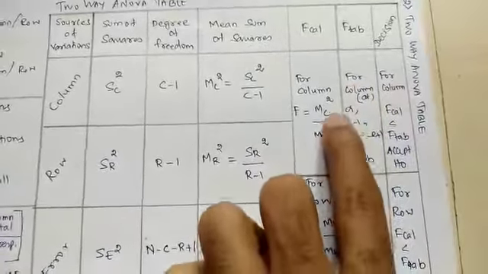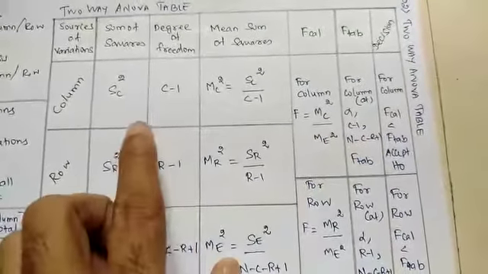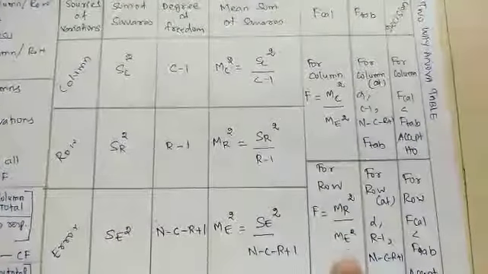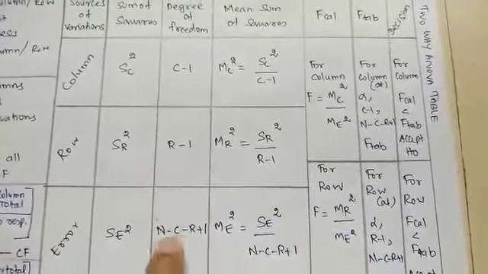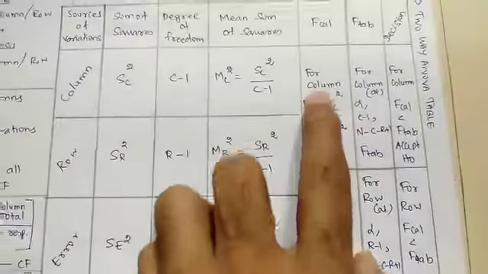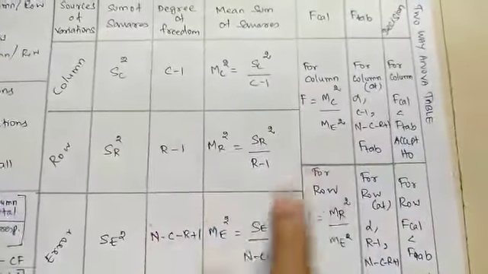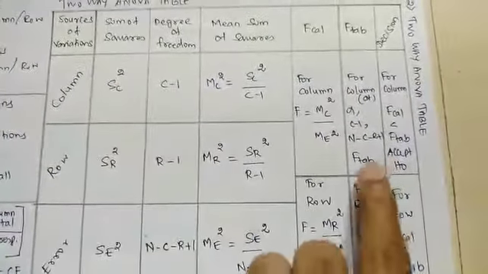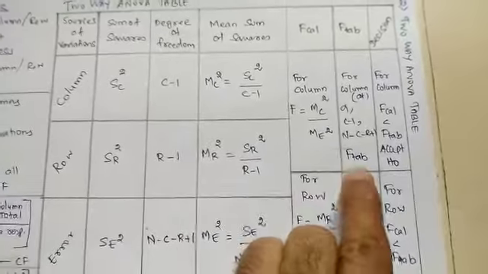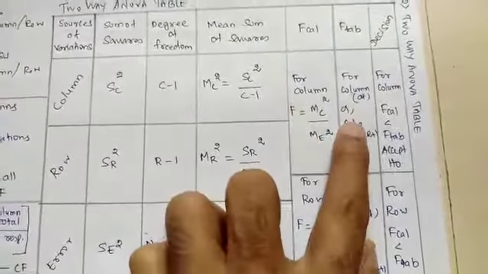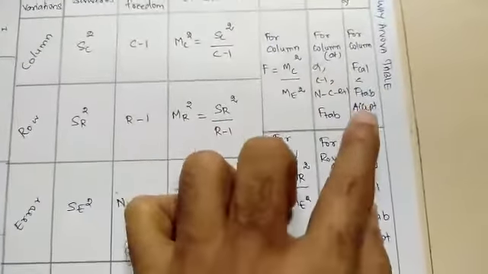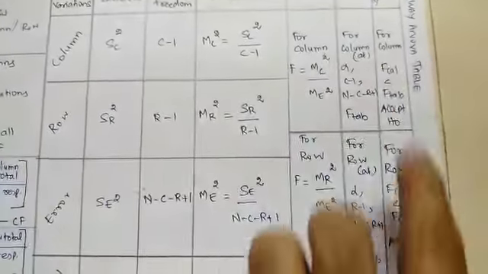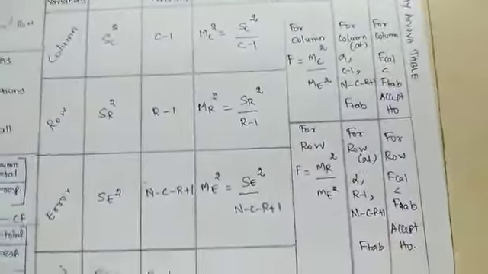For column, here how we are dividing? MC square divided by ME square. So that means C minus 1 comma N minus C minus R plus 1. For row, MR square divided by ME square. So that means R minus 1 comma N minus C minus R plus 1. Suppose for column, if you are dividing by ME square divided by MC square, means we are dividing N minus C minus R plus 1 comma C minus 1. Based on that only we need to refer the table value. So we got that calculated value, we got the table value. As usual, if calculated value is less than table value, you have to accept H0. Similarly for rows. So that means here we are going to give conclusion on both rows and then columns.